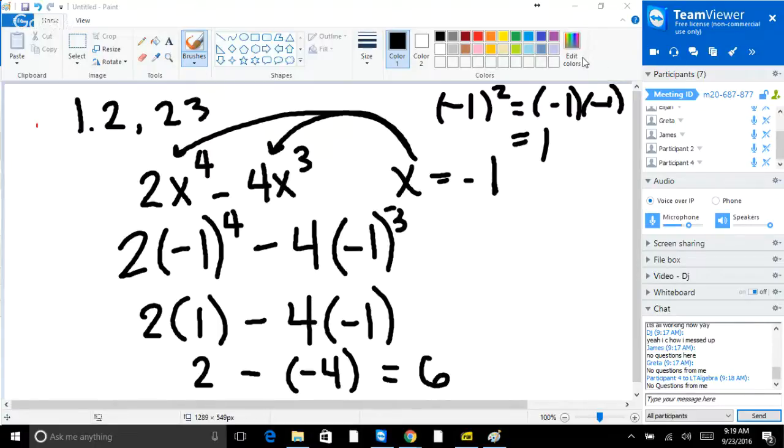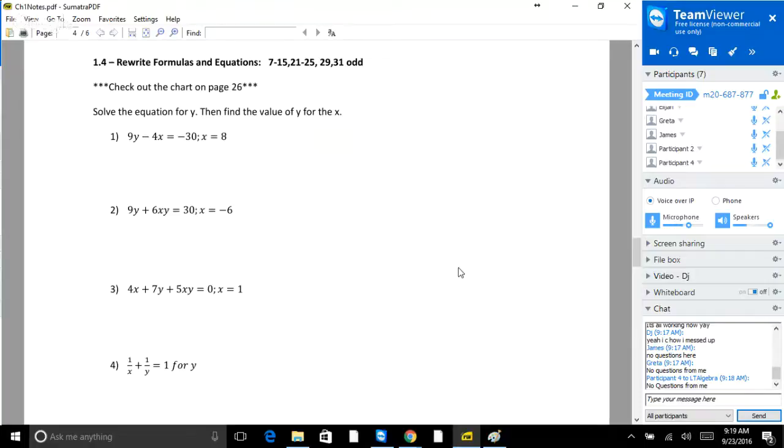So, but for today, we are going to go over 1.4. And we talked really quickly about this on Friday or on Monday. I think we just threw in 2 minutes about it. But for 1.4, the first thing in my notes is to check out the chart on page 26. The chart there is a bunch of really standard formulas. So you have formulas for distance, temperature, area of a triangle, area of a rectangle, all kinds of things.